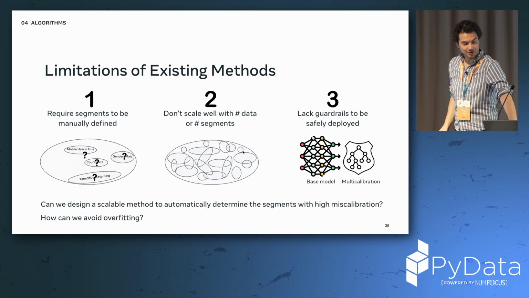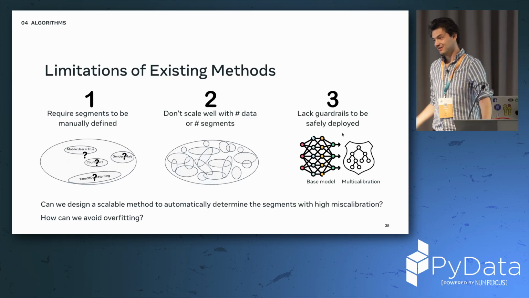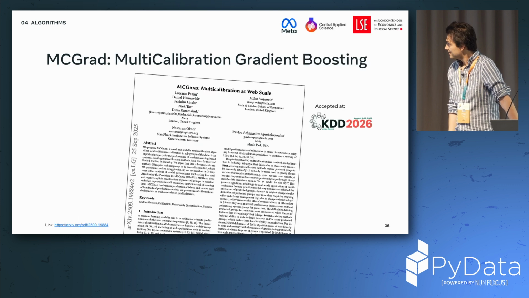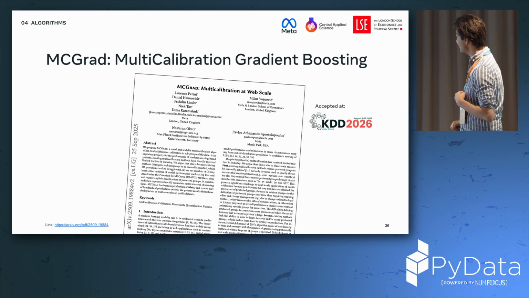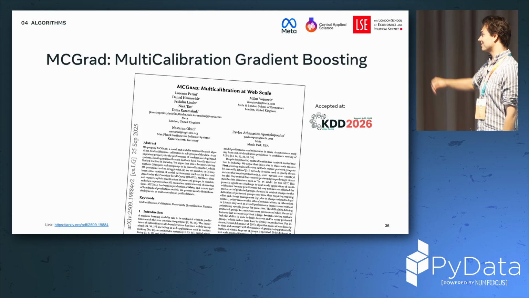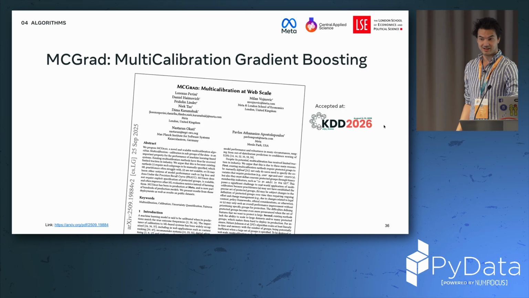We want one that's more scalable, and that safeguards against degradations in the traditional metrics we're used to looking at in machine learning. So this is the paper. It's called MCGrad, Multicalibration Gradient Boosting. Multicalibration gradient boosting is the method. MCGrad, Multicalibration at Web Scale is the name of the paper. We're presenting this at KDD this year.